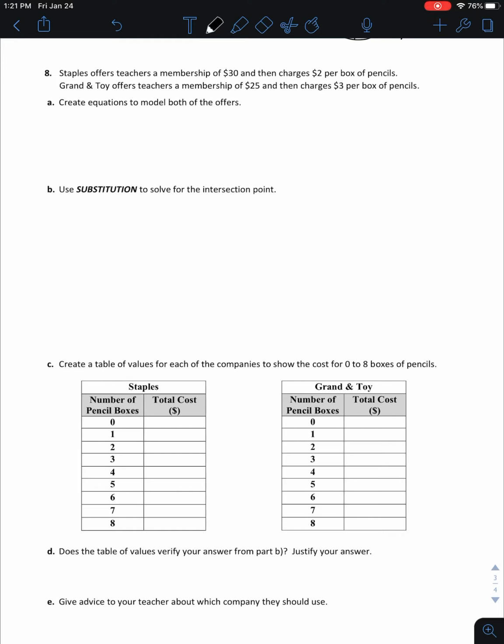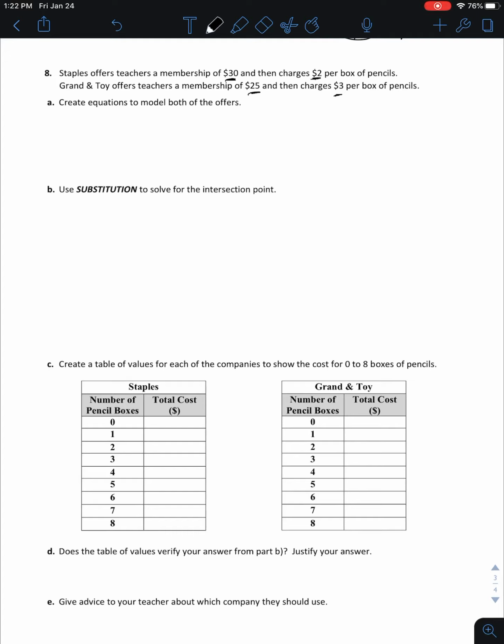All right, number 8. Staples offers teachers a membership of $30, and then they charge $2 per box of pencils. Grand and Toy offers teachers a membership of $25, and then they charge $3 per box of pencils. With Staples, it costs more to pay for the membership, but you're going to pay less per box of pencils. With Grand and Toy, you're going to pay less for the membership, but you're going to pay $1 more for the box of pencils.